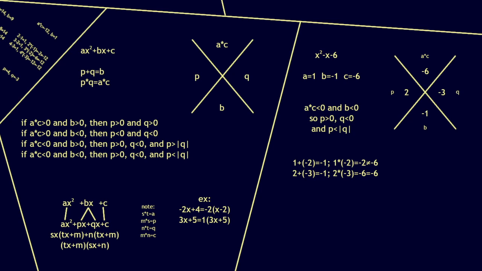Now, since our a is 1, we can take our 2 and negative 3 and jump straight to the answer of x plus 2 times x minus 3. But again, let's go through all the steps while the numbers are still small. We break our middle term based on our found numbers, giving us x squared plus 2x minus 3x minus 6.